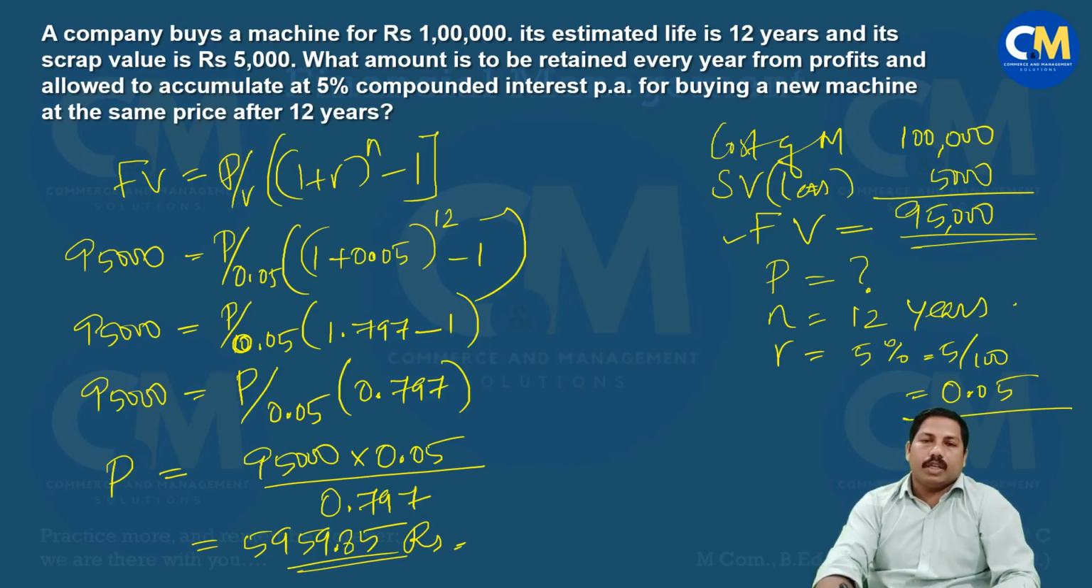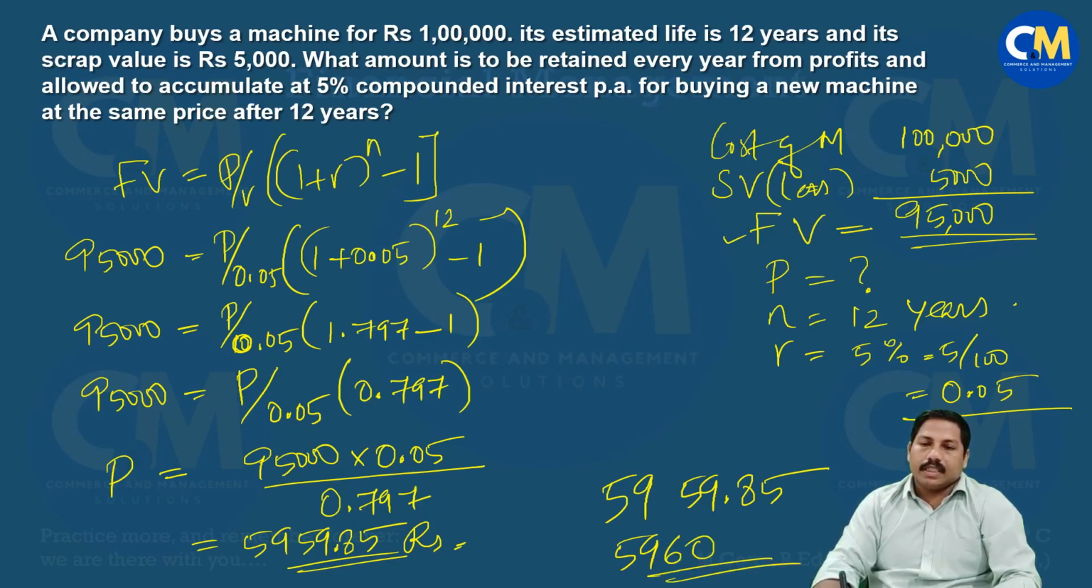So now we have the answer for how much amount has to be retained, that is 5,959.85 rupees. We will write it as 5,960 rupees. They need to maintain 5,960 rupees every year from their profits. Then they will get around 95,000 at the end of the period. Then you can add the scrap value at the last, that is 5,000. So your total amount will be 1 lakh.